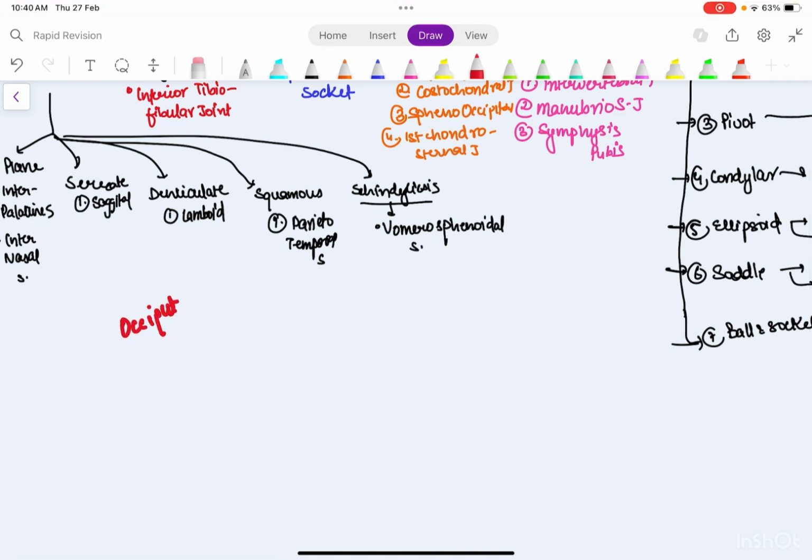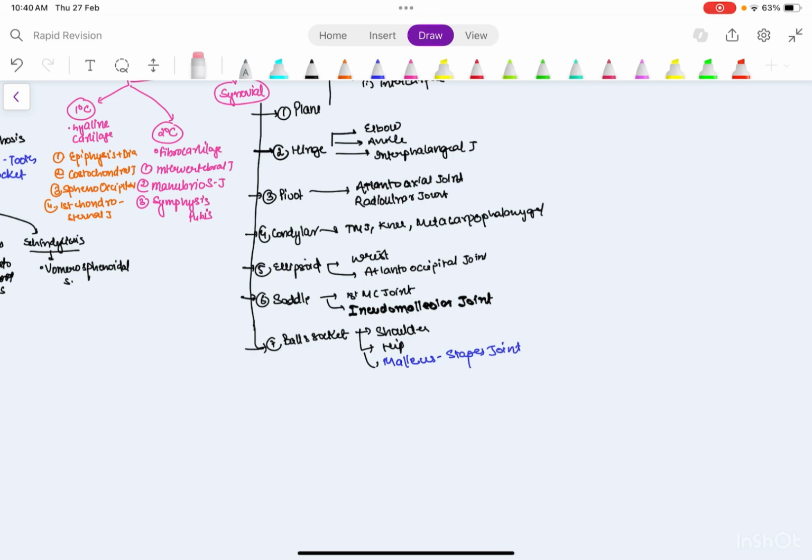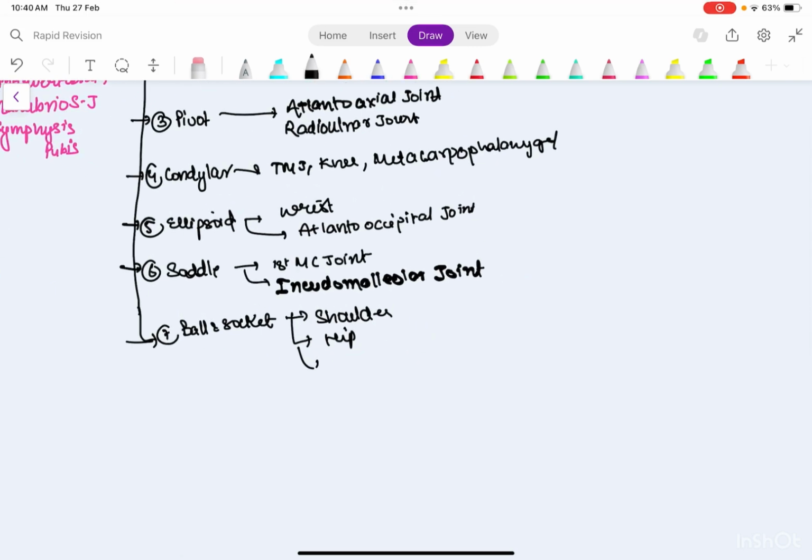See, first you have occiput, then atlas, and then axis. So between atlas and axis we have the pivot joint, and in atlanto-occipital we have the ellipsoid joint. Okay, remember this. Now here I made a mistake, that's why I was wondering what I was forgetting. So this is the incudo-stapedial joint, not the other.